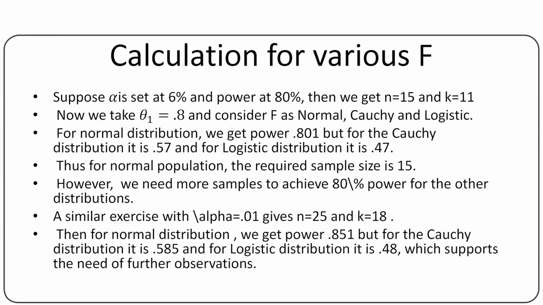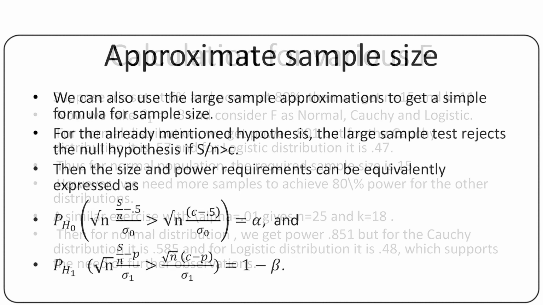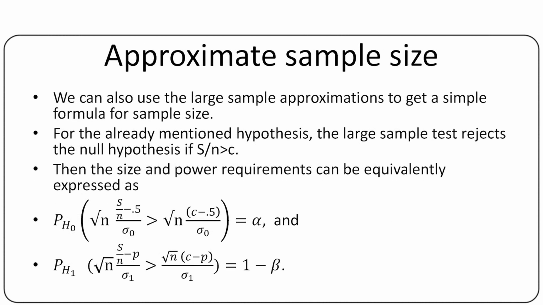A similar exercise with alpha equal to 1% gives n equal to 25 and K equal to 18. Then, for normal distribution, we get power 0.851, but for the Cauchy distribution, it is 0.585 and for logistic distribution, it is 0.48, which supports the need of further observations. Thus, for distributions other than normal, the sample size becomes huge. For a clear picture, we use large sample approximations. We can get an easier formula using the large sample approximation.